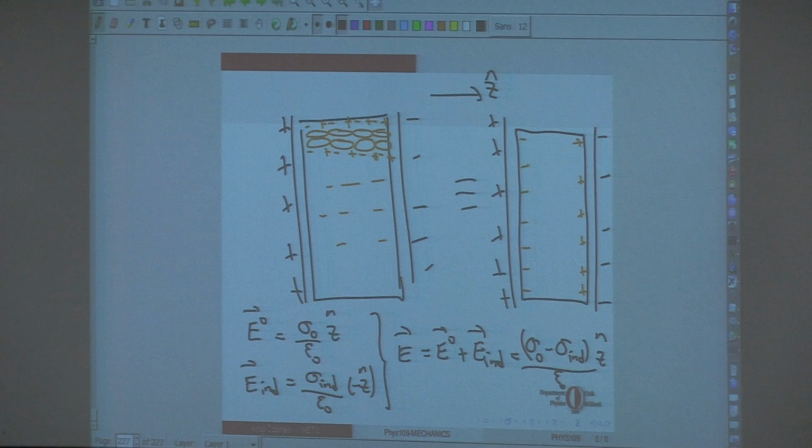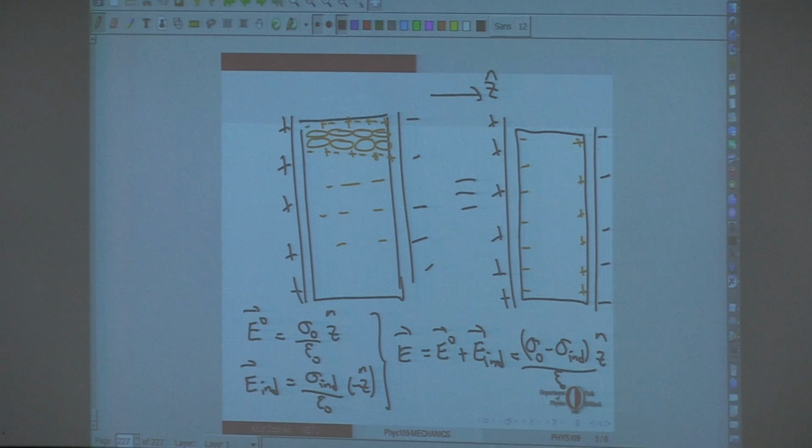Now, what is the sigma induced? We don't know. It's a property of the material. For some materials, it will be quite easy to displace the electrons relative to the nuclei because the forces between at least one electron and the nuclei will be weak. In some other materials, it will be really hard to separate them. And depending on the properties of this material, the sigma induced, and hence the total electric field created inside an insulator in response to an external electric field, will be different.